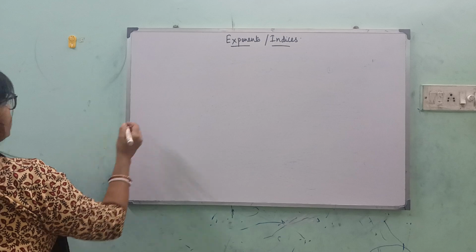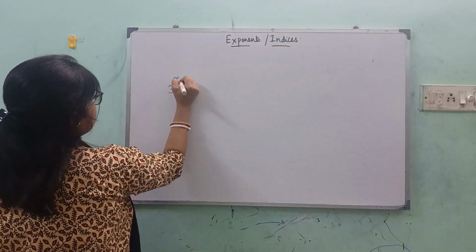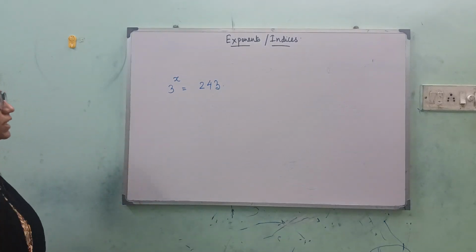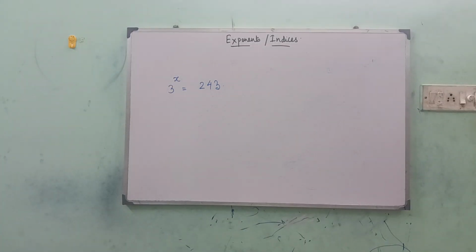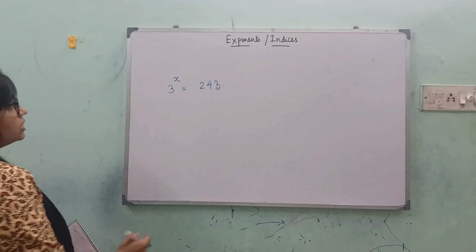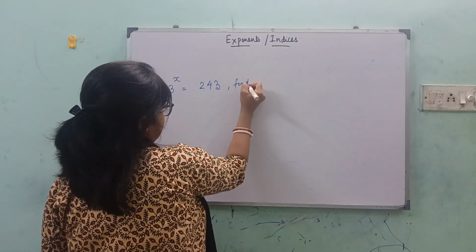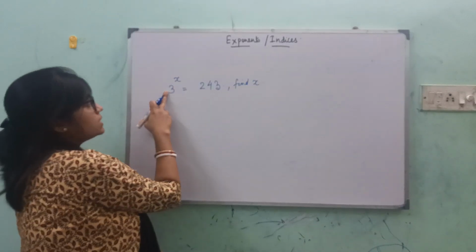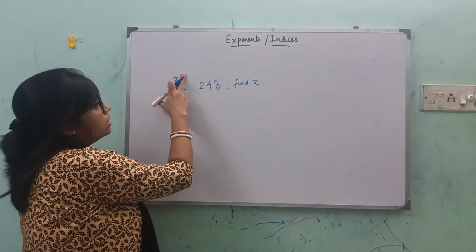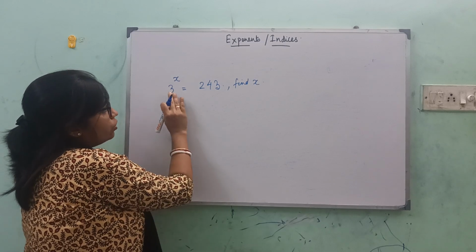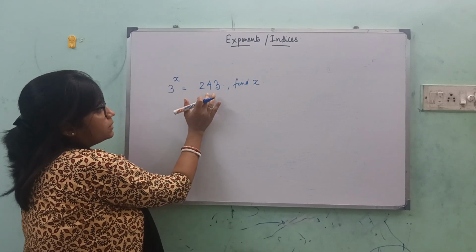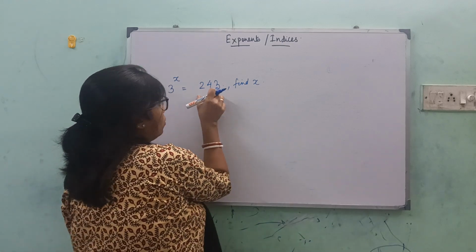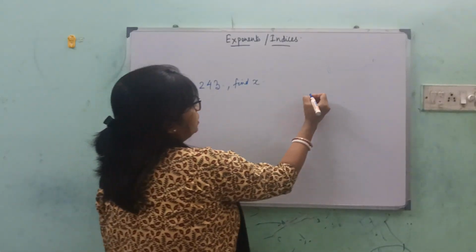Let's do one more sum here. Say 3 to the power x is 243. So your question is find x. Since you see on the left hand side you have the base as 3 and the exponent is x, in order to find x, you have to express the right hand side in terms of powers of 3. So how to bring this in the power notation?